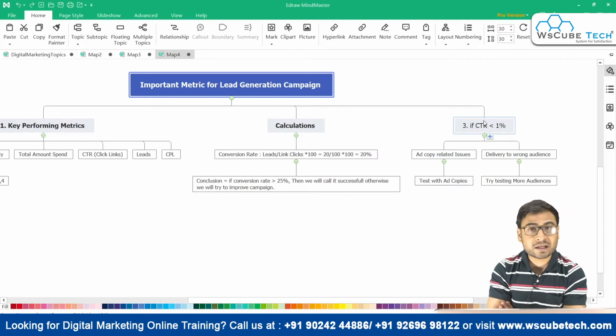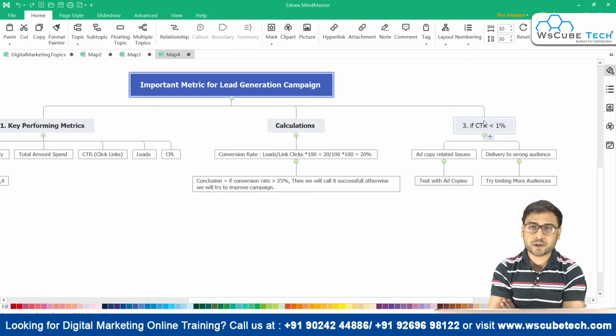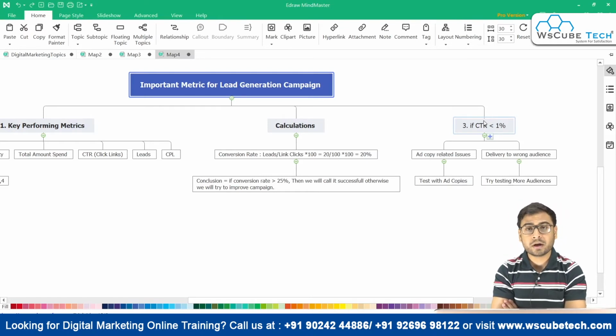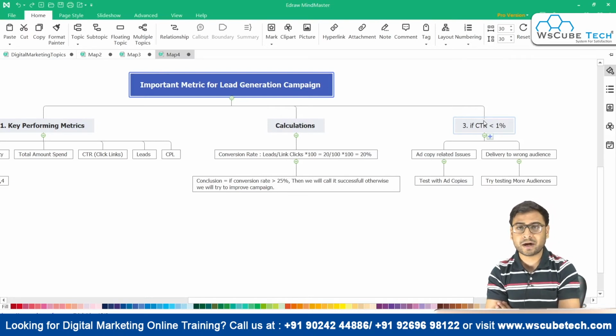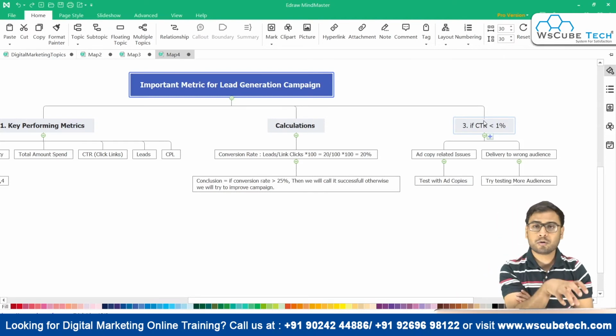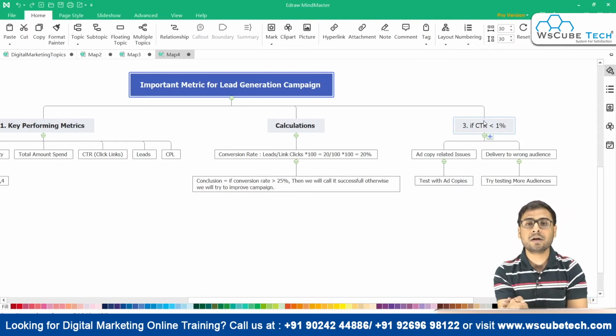The first issue, which you can see on my laptop screen, is an ad copy related issue. If you are not writing a very good ad copy, or not using very good creatives within your ad, people will not click on your ad. This will decrease your CTR. No matter how good your targeting is, no matter how well you created your audience set, if the ad copy is not perfect, people are not going to click on it. That means the CTR is not good, and then you have to improve your CTR.